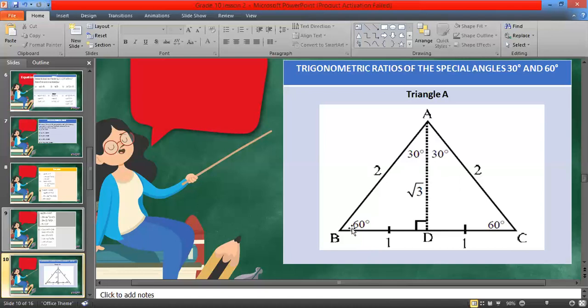Then what is cos 60? Cos is adjacent over hypotenuse. So in our triangle ABD, considering our angle 60 degrees, our adjacent will be 1, our hypotenuse will be 2, and root 3 is our opposite. So cos 60 degrees will be adjacent, which is 1, over hypotenuse 2. Basically, our cos 60 degrees is 1 over 2, which is half. So if you put cos 60 in your calculator, it will give you 1 over 2.